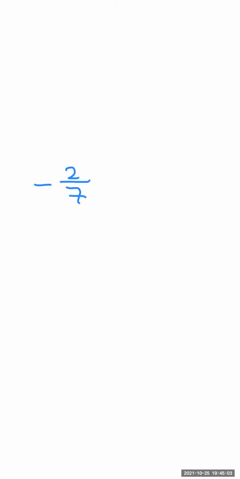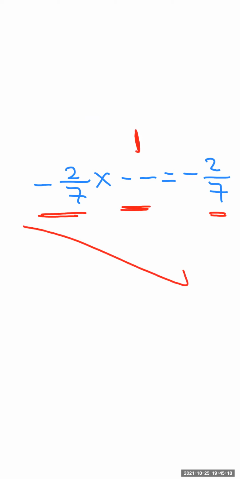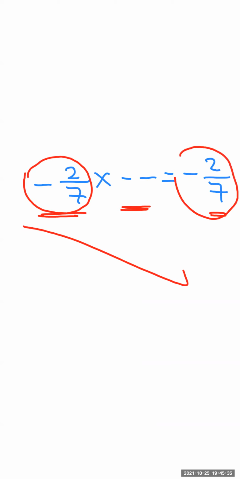The next question: negative 2 over 7 times a number equals negative 2 over 7. The multiplicative neutral. A number times 1 gives the same number, right? Again, if we multiply negative 2 over 7 by a number and it equals negative 2 over 7, then we multiply it by 1, of course, the multiplicative neutral.